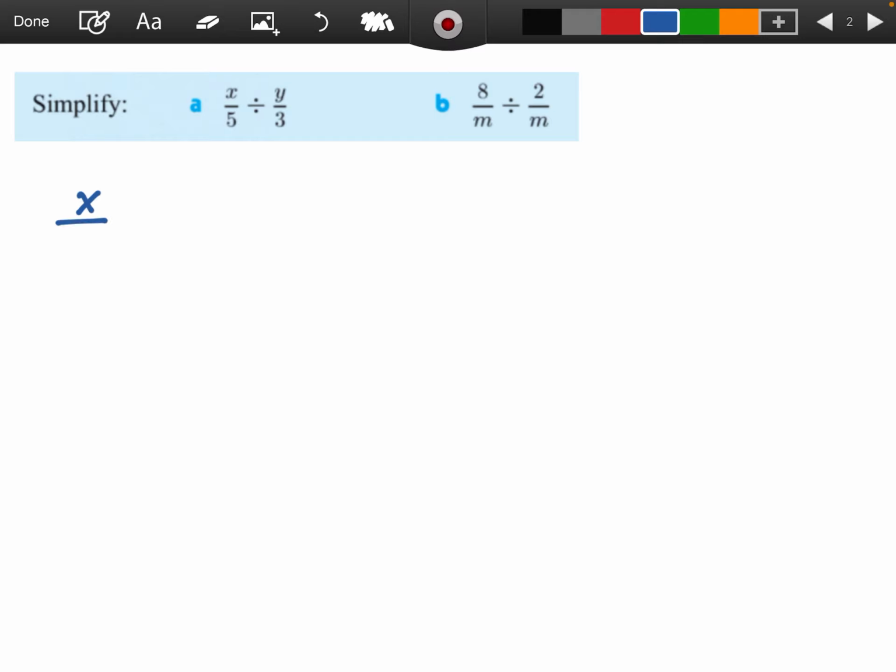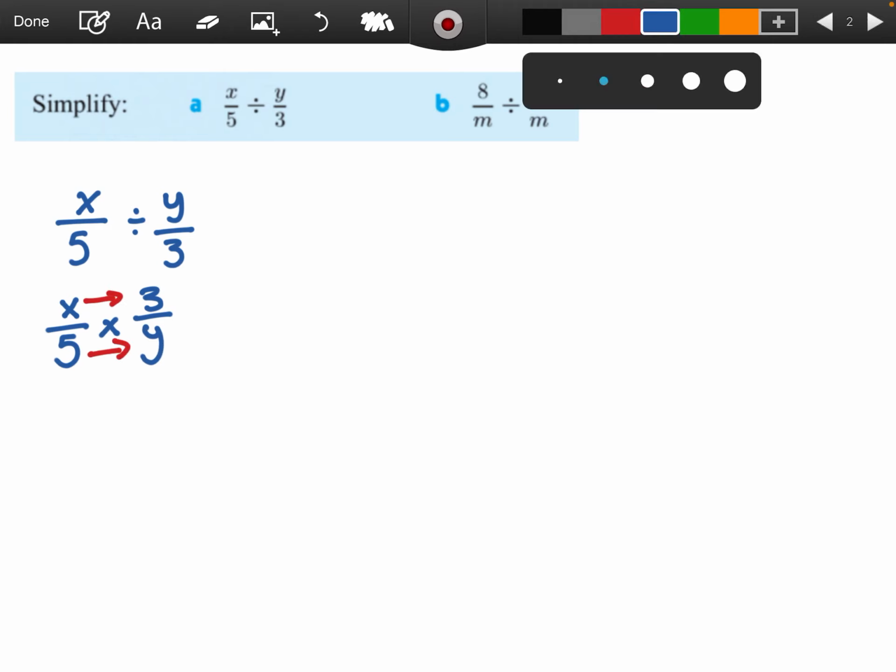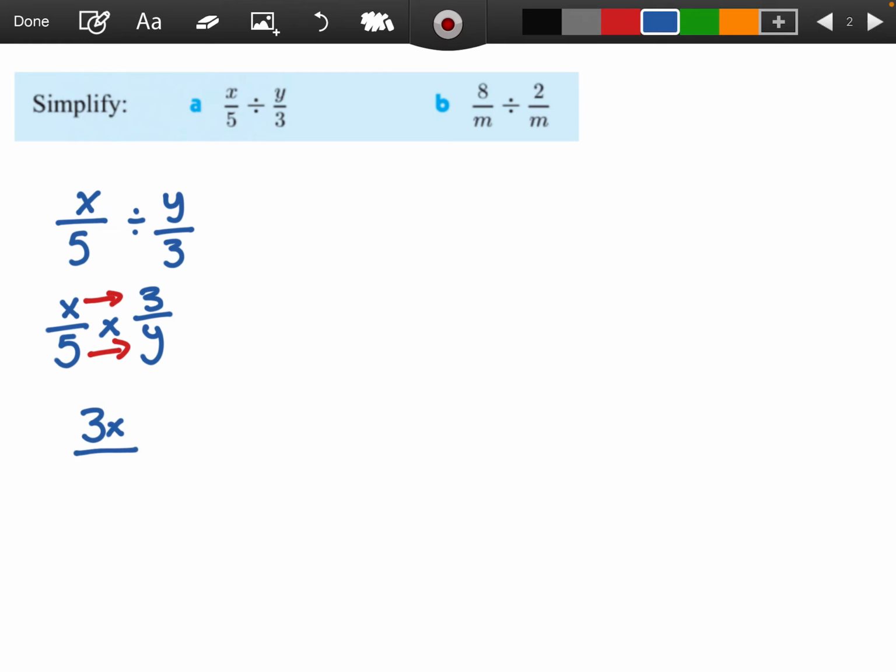A couple of examples here. First one, we have x over 5 divided by y over 3. So to divide fractions, we multiply by the reciprocal. So we flip over that second fraction, and that division sign becomes a multiplication sign. Then we multiply straight across the top, straight across the bottom, remembering our rules for how to write algebraic terms. So x times 3 gives us 3x, numbers before letters, and 5 times y gives us 5y.